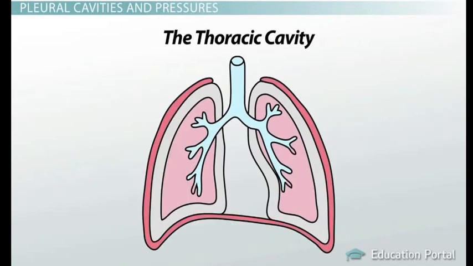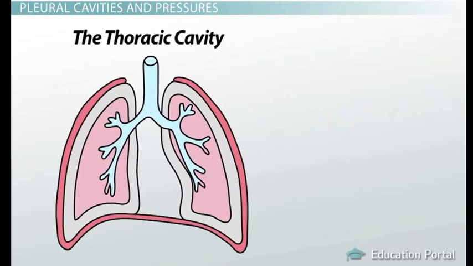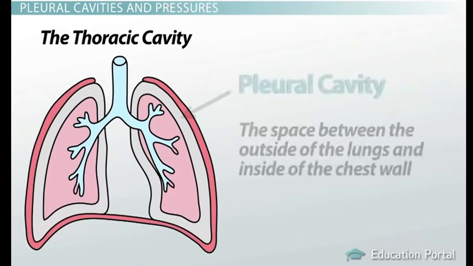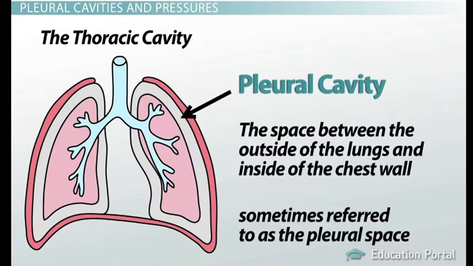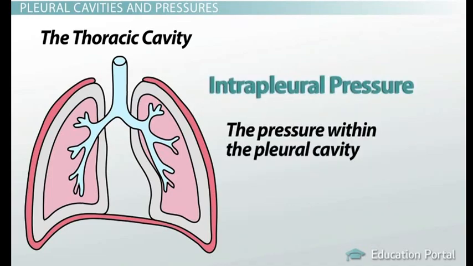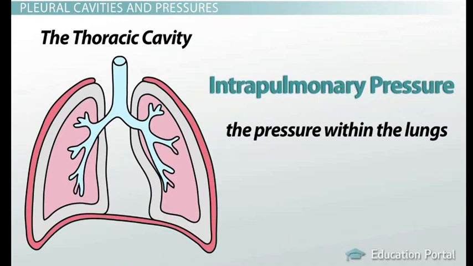In order to understand how we breathe, we need to understand the different spaces and pressures within our thoracic cavity. The illustration on the screen shows the lungs within the thoracic cavity. The space between the outside of the lungs and the inside of the chest wall is exaggerated to illustrate the pleural cavity, or sometimes referred to as the pleural space. The pressure within this pleural cavity is referred to as the intrapleural pressure, and it is less than the intrapulmonary pressure. That's the pressure within the lungs.